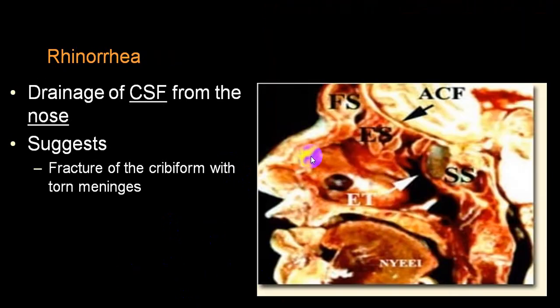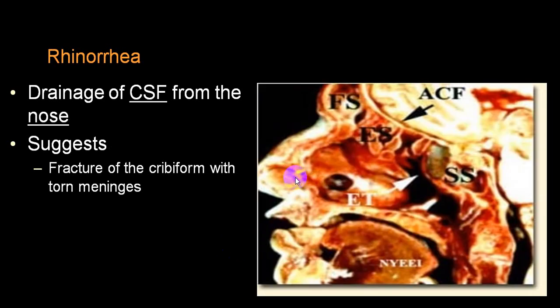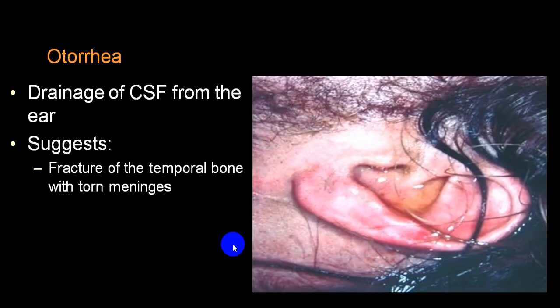And in that, quite commonly, you will have CSF rhinorrhea. And in basal fracture skull, you can have CSF otorrhea. You can see a water drop. This is CSF. And here you will have CSF otorrhea. Rhinorrhea. This will be rhinorrhea. This will be otorrhea.